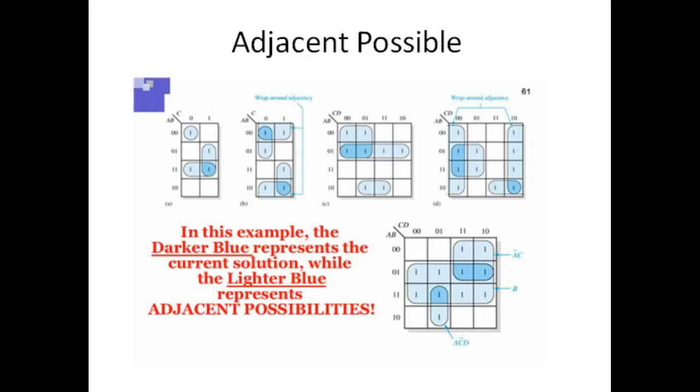In this slide, we have an example of adjacent possible. The darker blue squares represent the current solution, while the lighter blue squares represent adjacent possibilities. So if you take the current solution and add other possibilities to it, you come out with a third solution that's different than anything else. That's how adjacent possible works.